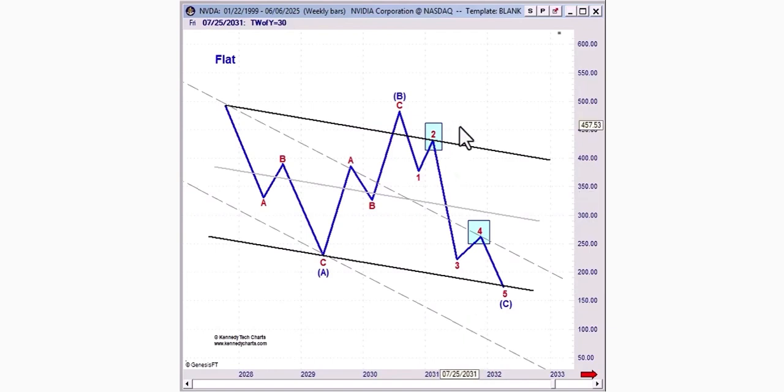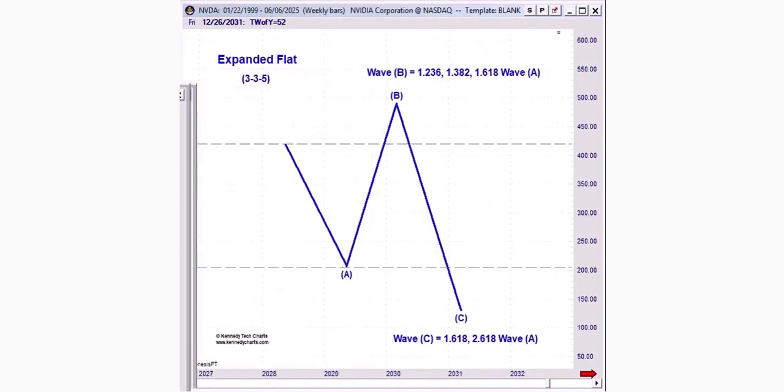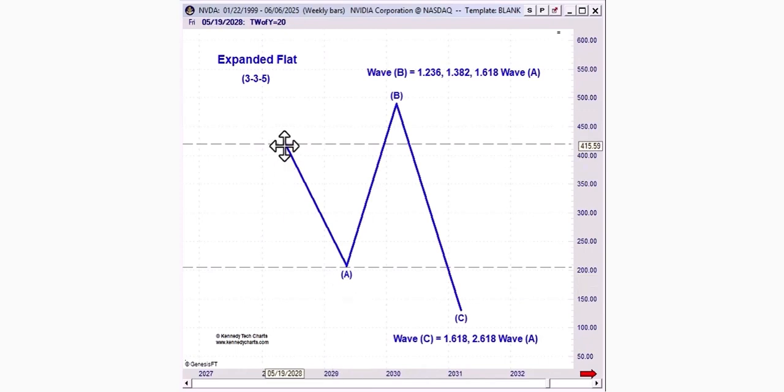So a rule of thumb I use is that if we're working a flat correction, then I use the extreme of wave 2 of C to draw the corrective price channel. If we're working an expanded flat, then I use the extreme of wave 4 of C to draw the corrective price channel. So now let's take a look at what occurs whenever you see wave B exceed the origin point of wave A.